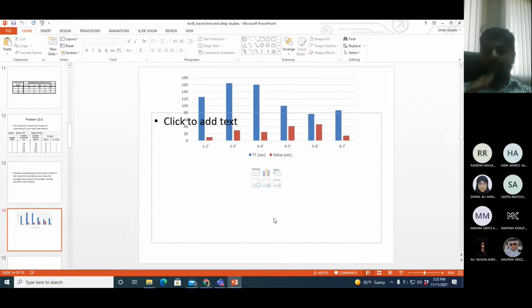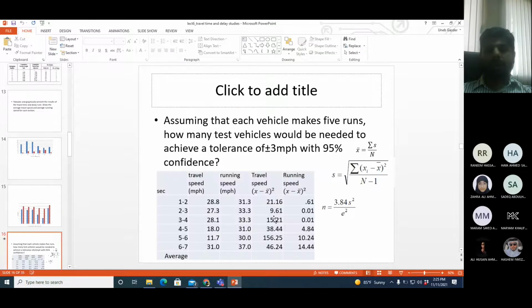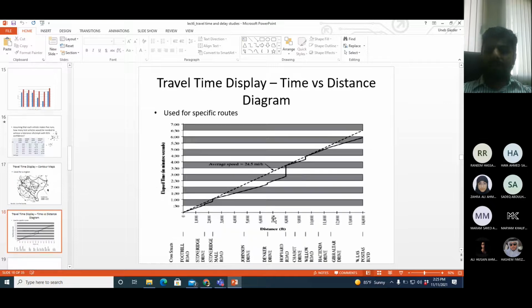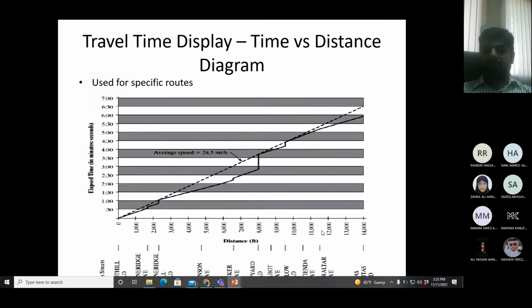Last time I showed you the travel time contour map, which is plotted for the travel time of the entire region. Another way of representing the travel time data is in a time distance diagram, which you can see in the slide here. Distance on the x-axis, time on the y-axis. In this graph there's a solid line, and this solid line is basically representing the movement of the car.